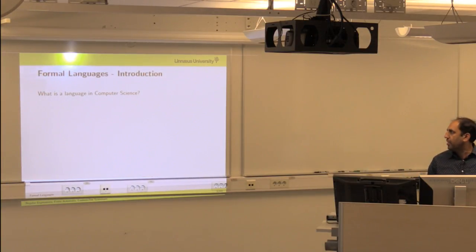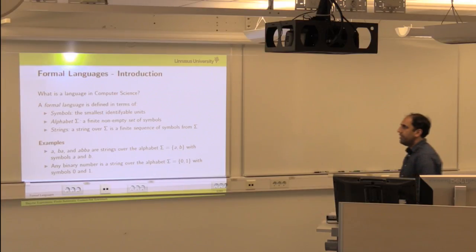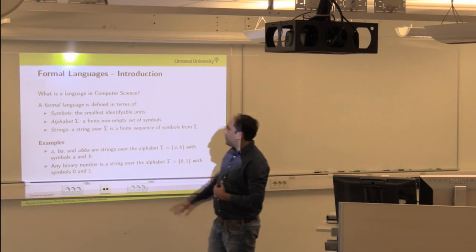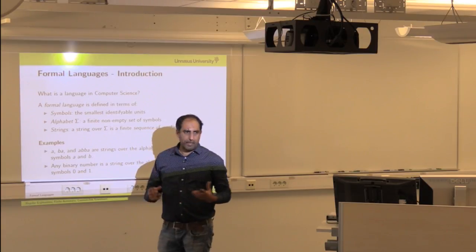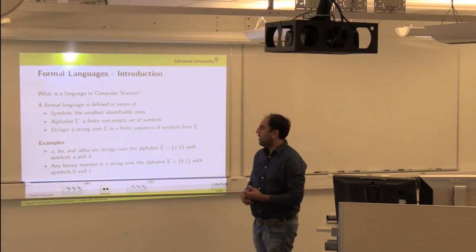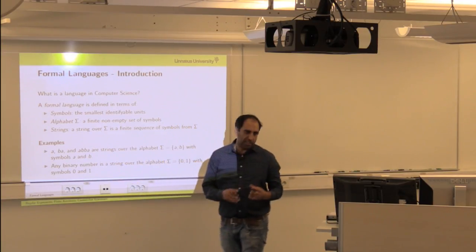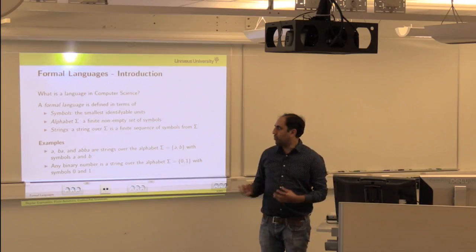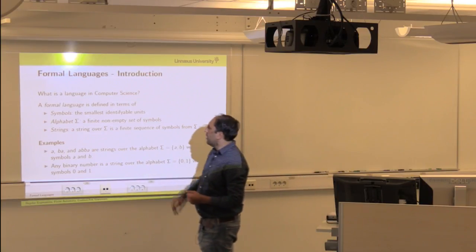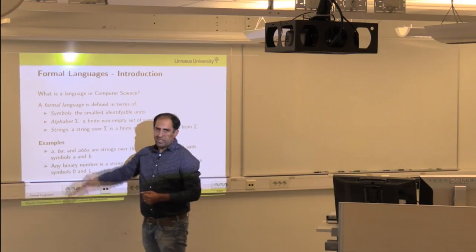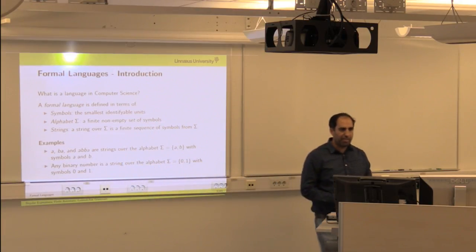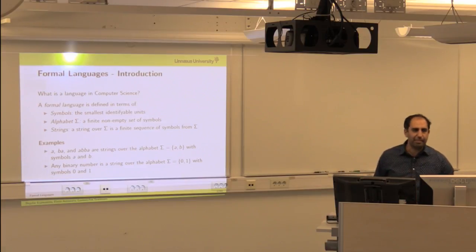So what is a language in computer science? Yeah, we already talked about this a bit. However, if we have to formally define it, a language consists of three things. We have symbols, that are the basic units of your language, the smallest identifiable units. And then we have the alphabets. It's a finite set of symbols that you use to define your language. And then we have strings, and the strings are basically a sequence of symbols over the alphabet, a finite sequence of symbols.